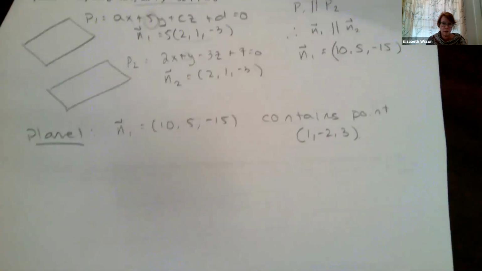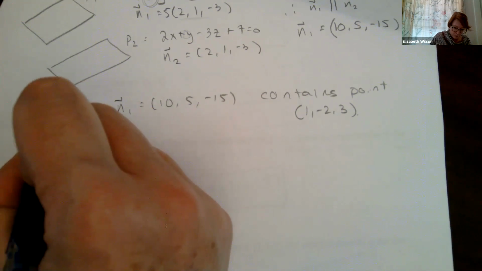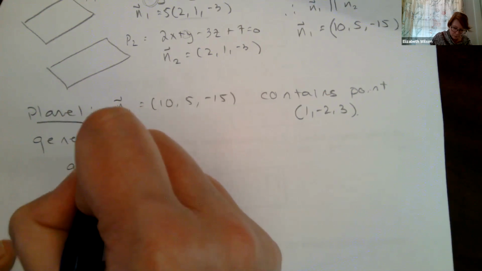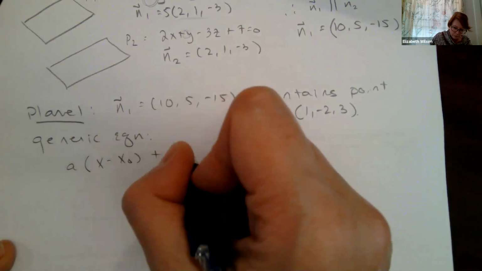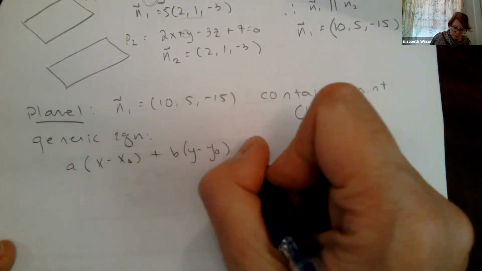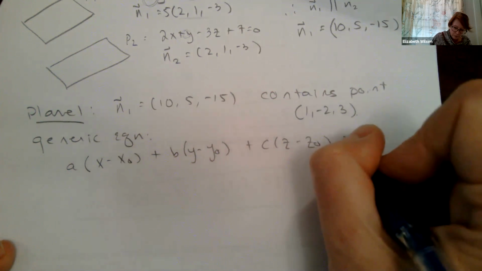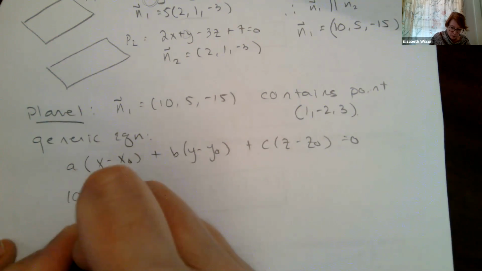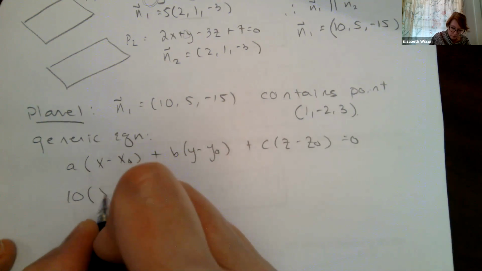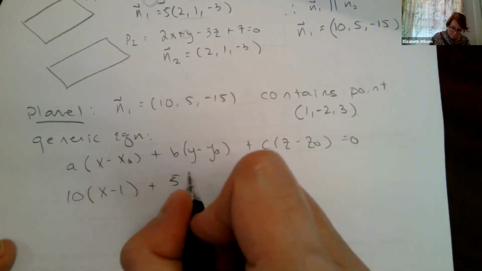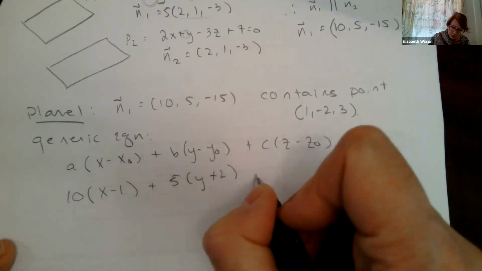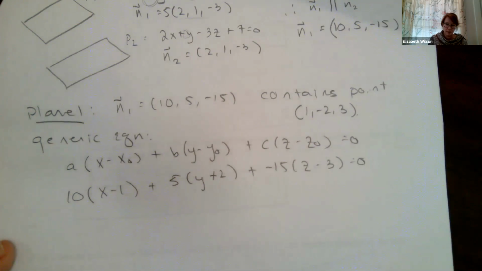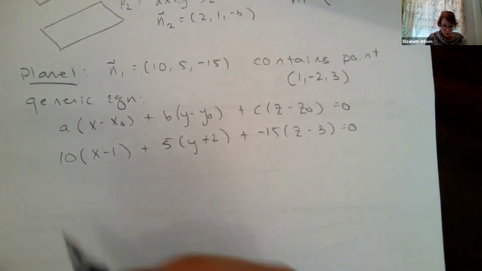I'll do the generic equation method. I'll fill in the blanks. A, B, and C are my normal vector. X naught, Y naught, Z naught is the point. And I get to distribute. I can leave it like this, but I'm going to distribute.